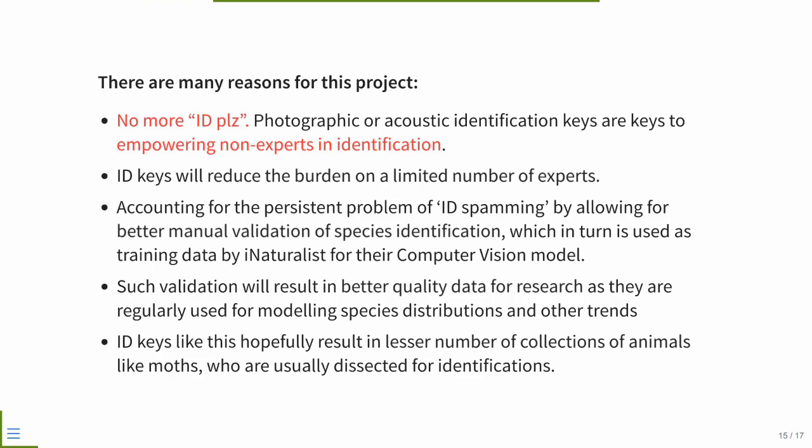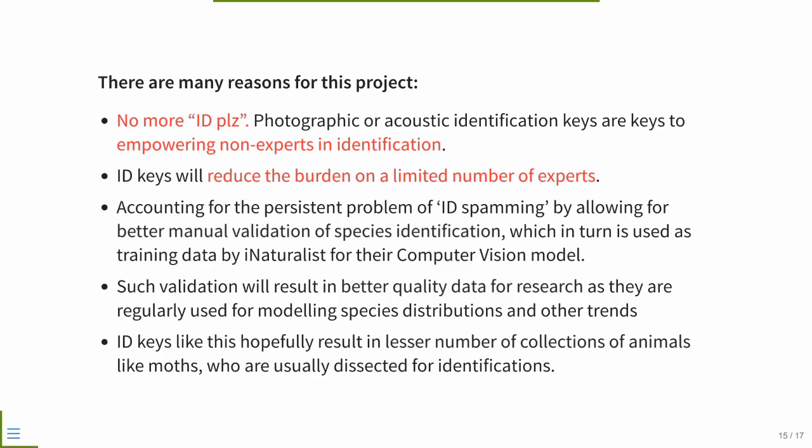And the second reason would be that the number of experts available for helping others identify taxa in their expertise are not many, and they are overburdened by ID requests. This will lessen the workload of experts. And the third would be that this process will allow better validation of species identification, which in turn is used as training data by iNaturalist for their computer vision model.